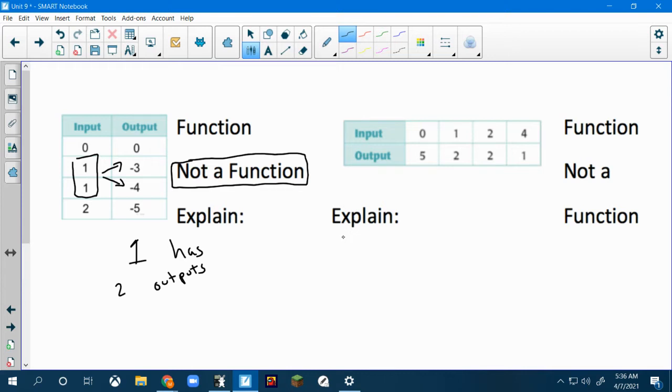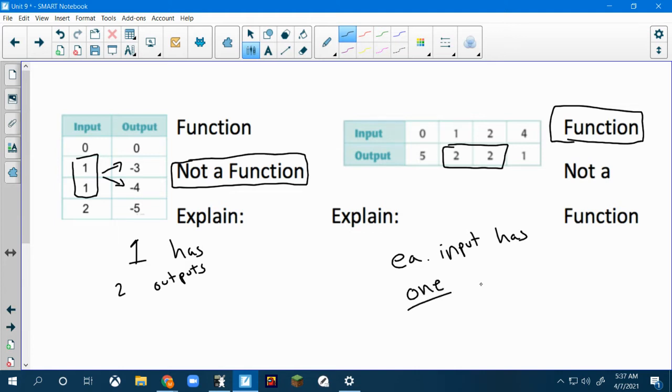So next one. 0, 1, 2, 4, all different outputs. 5, 2, 2, 1, that's a function. This is okay. Even though they have the same output, that's okay. We're looking for inputs that are the same, not outputs. Each input has one output.